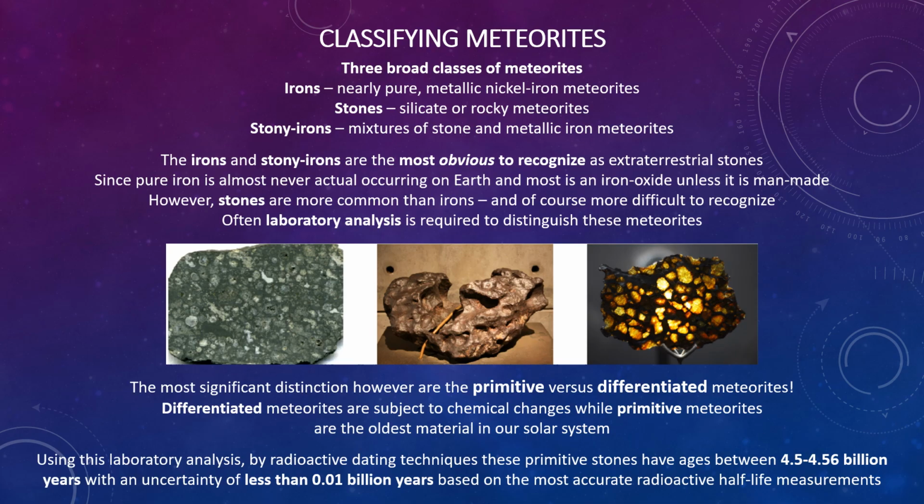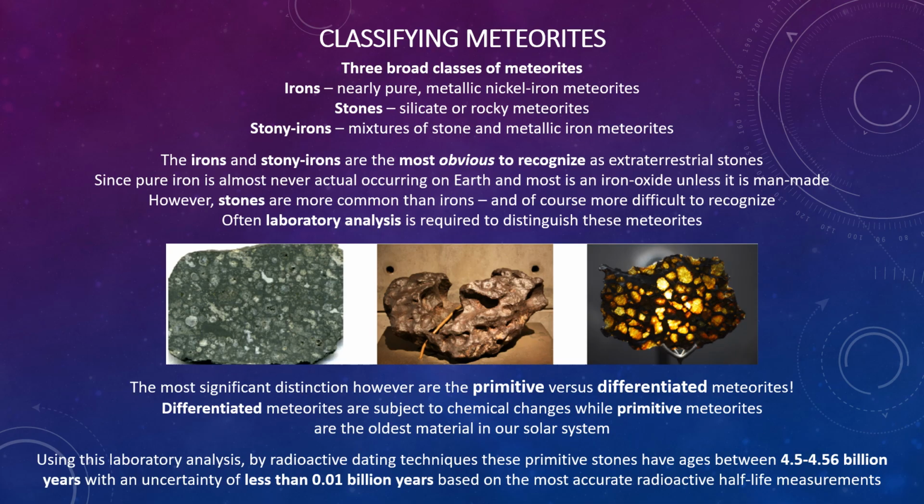However, stony meteorites are more common than the irons, and this makes it a lot more difficult to recognize which ones are actually stony meteorites. And so for those, you really need laboratory analysis to determine. One of the most significant distinctions is between primitive and differentiated meteorites. Differentiated meteorites have been subject to chemical changes, while primitive meteorites are the oldest material in our solar system. So that touches upon a little bit what I was saying about you want to keep a fresh meteorite fall as cold as possible so it doesn't have those changes that make it a little chemically different.